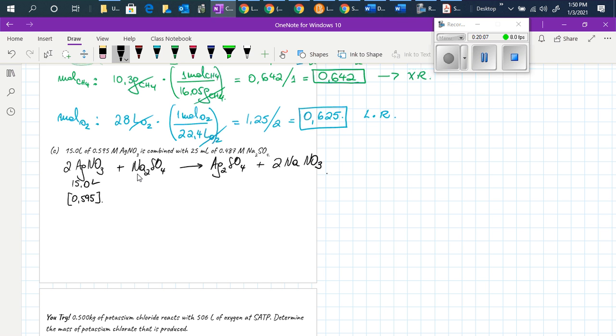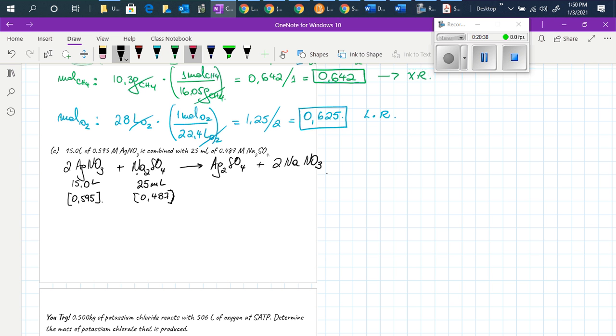And then we have 25 milliliters with a concentration of 0.487. So as you see here, all the information in the reactant part is given. And this is, as I mentioned at the beginning of this lesson, the clue that you are dealing with limiting and excess reactants.